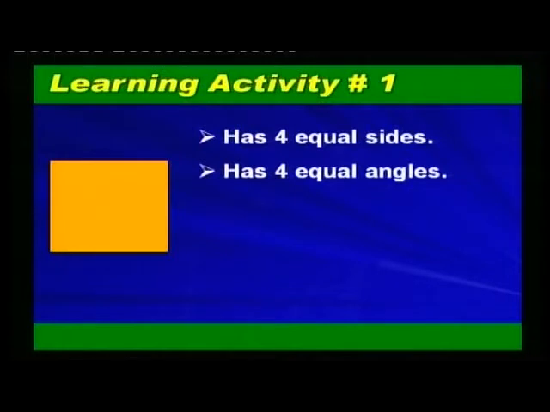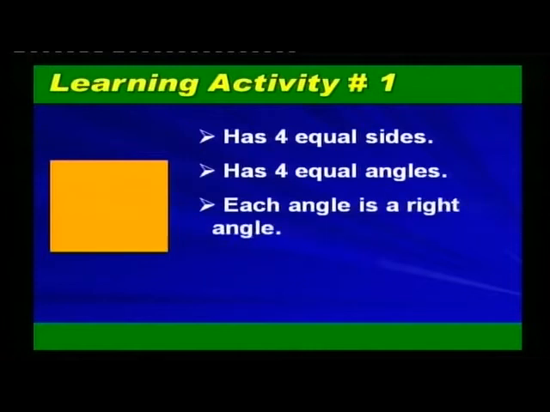So just to confirm what we have gone through using those cutouts, a square has 4 equal sides. It has 4 equal angles. Each angle is a right angle. That is why we form a small square at the corner of the shape.